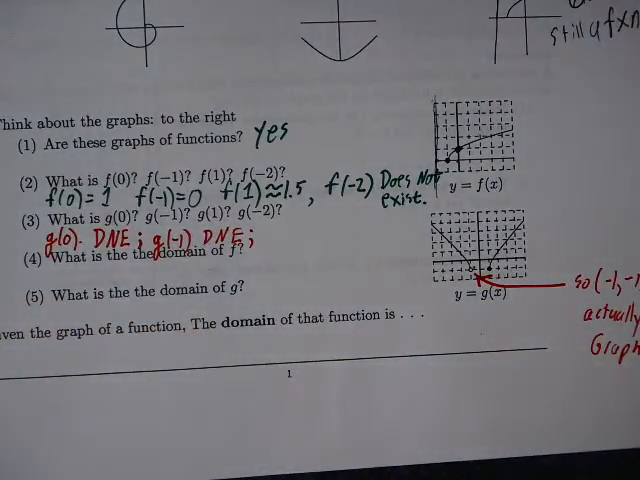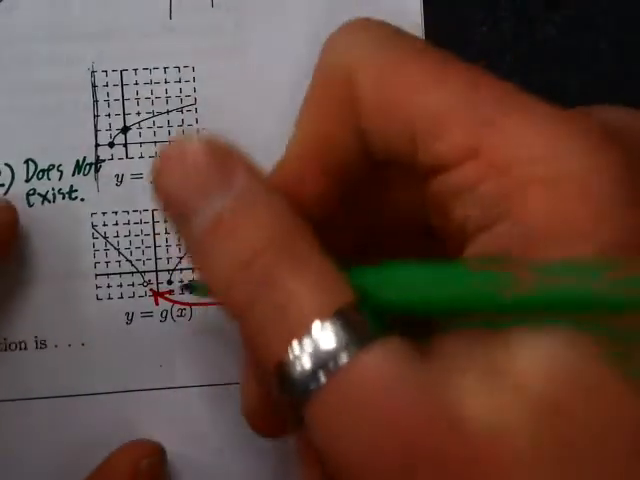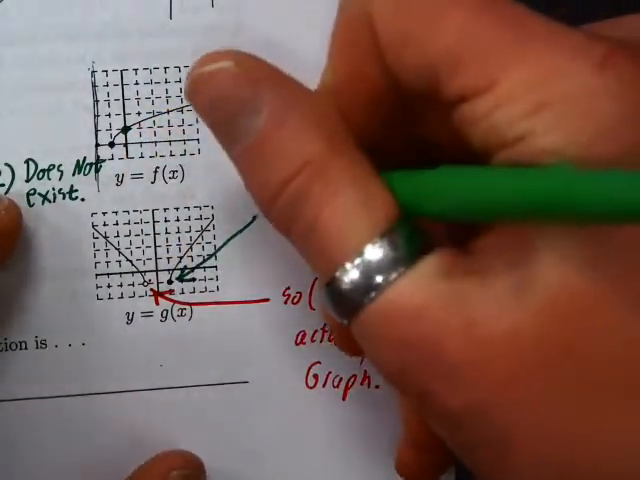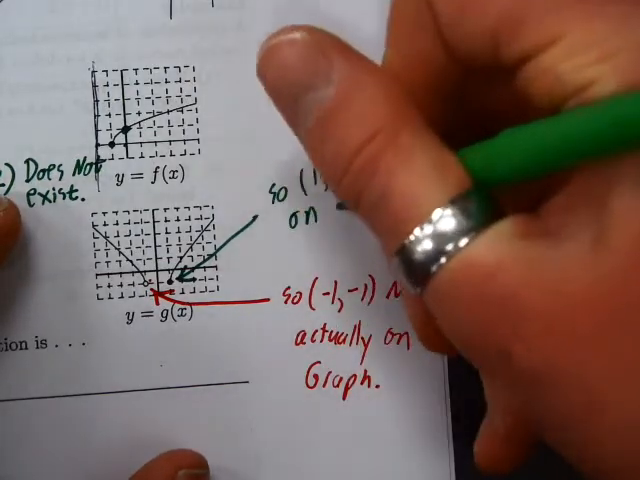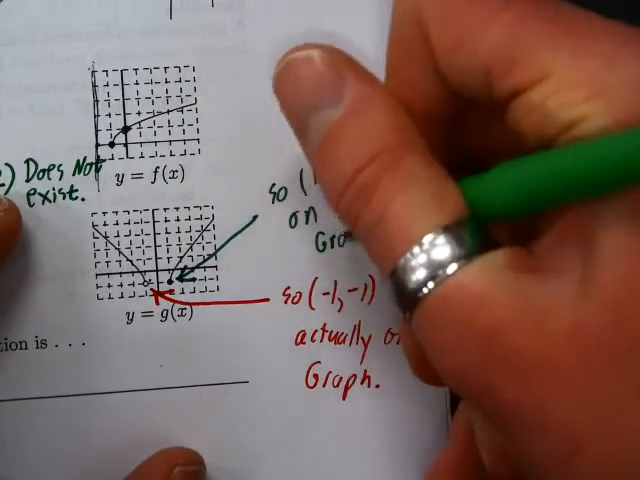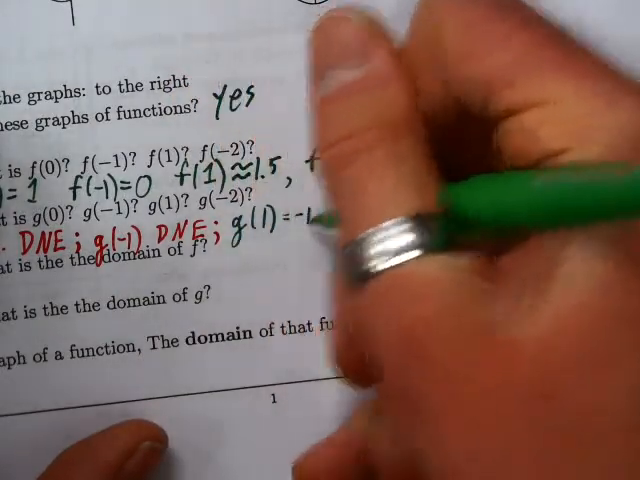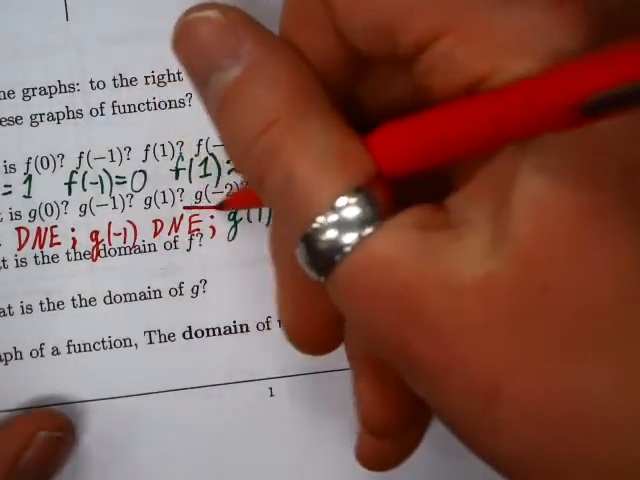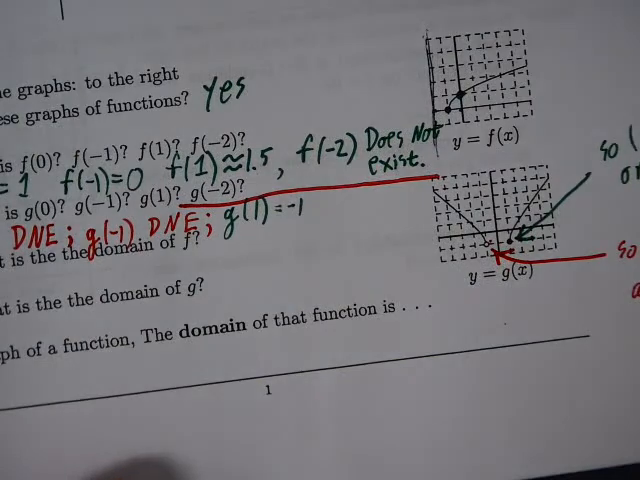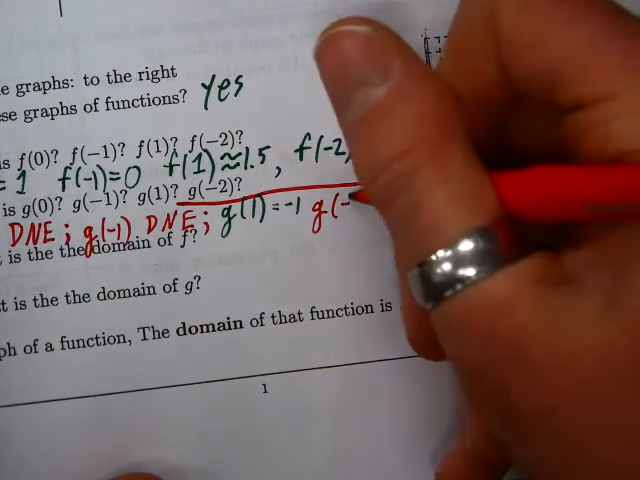How about g of 1? Is negative 1. The solid black dot tells you that 1, negative 1 is on the graph. So I like the idea of color coding, but I'm incapable of doing it consistently. All of that was supposed to be in red.